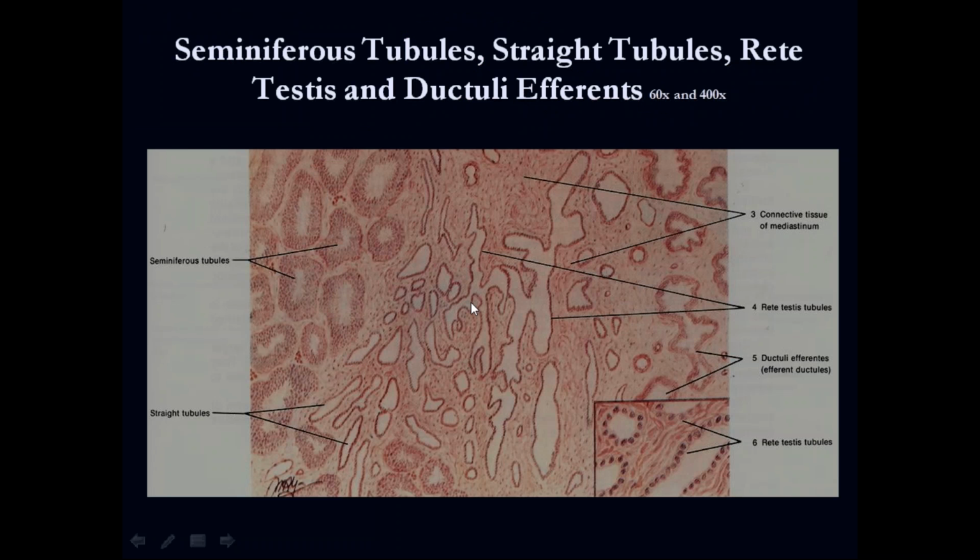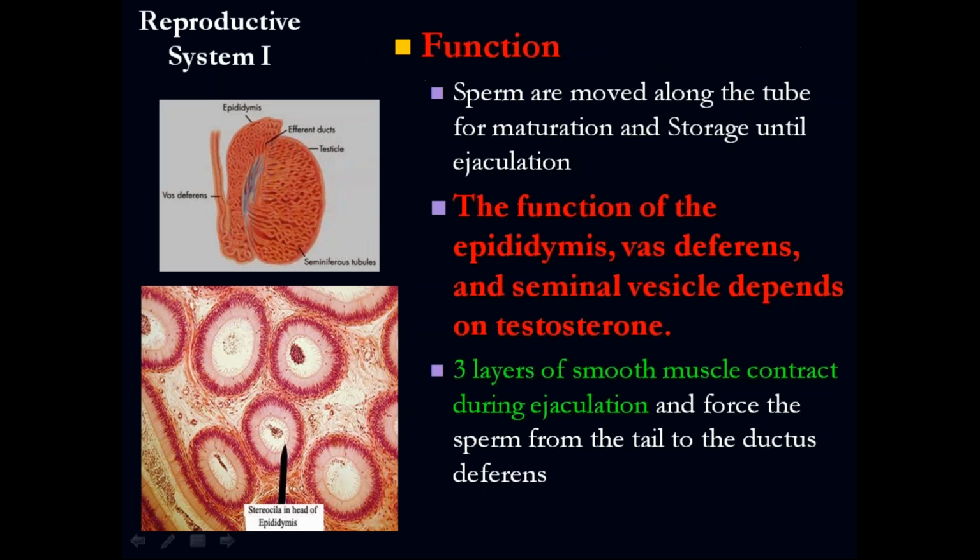So this is the histological cut. This is the seminiferous tubules. This is the straight tubules, and here we are going to see the efferent ductules. So they have a different structure, just to demonstrate the transition between the seminiferous tubules towards the epididymis layer.